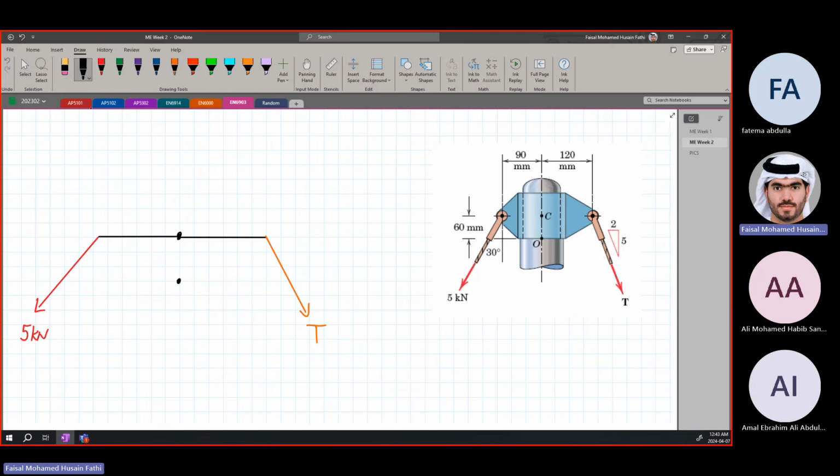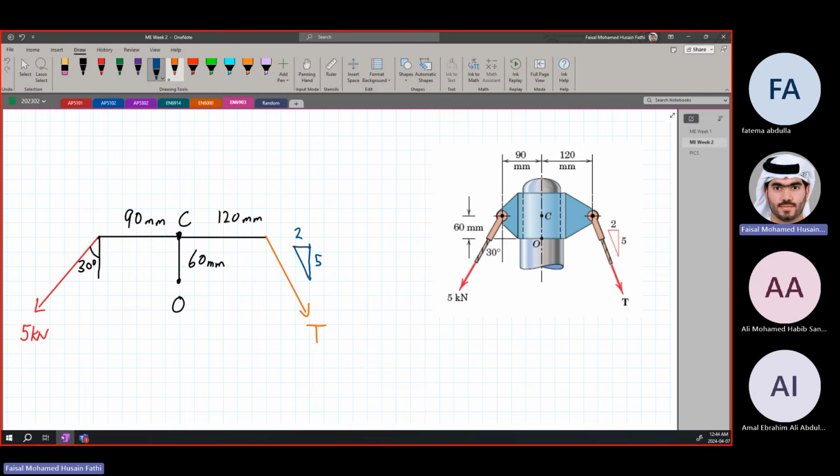Now if we look at the dimensions, معطينا ان this is 90 millimeters. زين لين هني. معطينا هذا 120 millimeters. This is point C, this is point O. نعرف ان the distance from C to O is 60 millimeters. Right, this is 60 millimeters. تمام? So we have all these dimensions. We also know that this angle over here is 30 degrees. وهني رسموا لنا مثلث in ratios of 2 and 5.